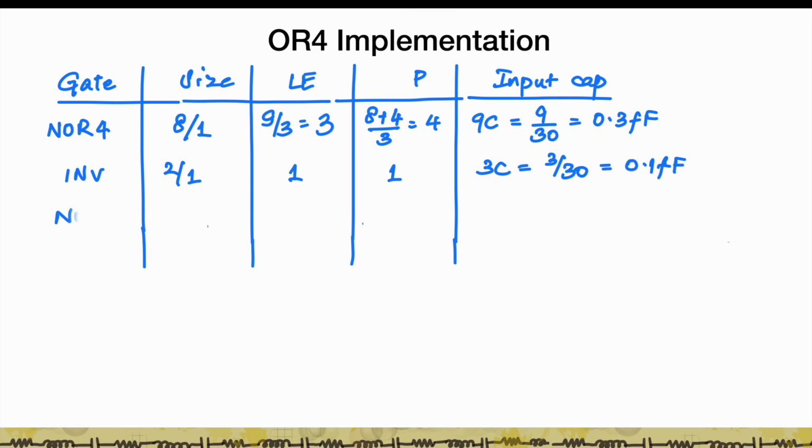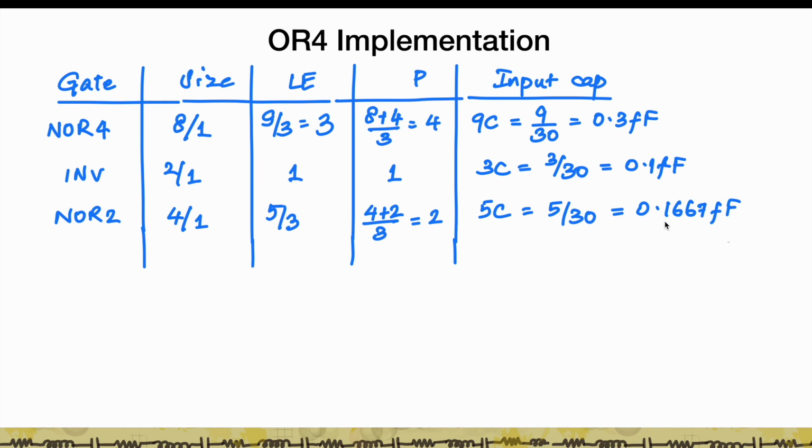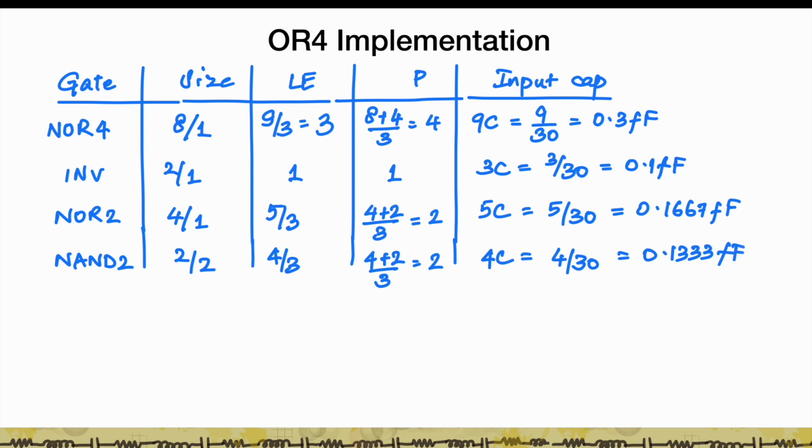0.1 femtofarad. The NOR2 gate again is going to size as 4-1 because it has a PMOS stack that is too tall, LE of 5 by 3, and a parasitic delay of 2 with an input cap of 5C, which is roughly 0.167 femtofarad. And the NAND2 similarly is going to be sized 2-2 because this is a 2-1 technology. Logical effort is 4 by 3, parasitic delay is again 2, and the input cap is 0.13 femtofarad, right?